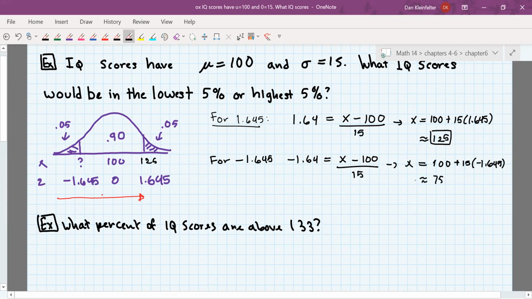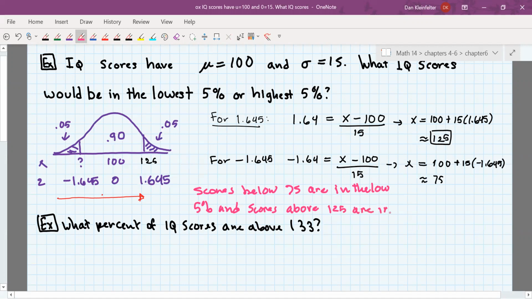Okay, so then to summarize that, basically scores below 75 are in the low 5%. And scores above 125 are in the top 5%.